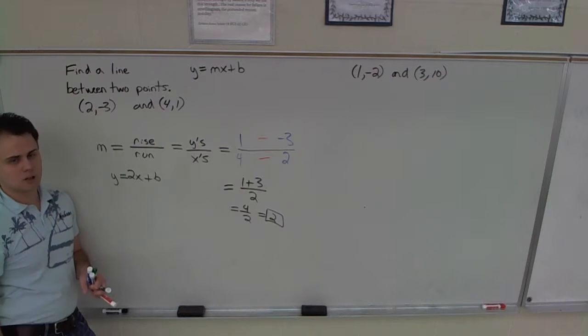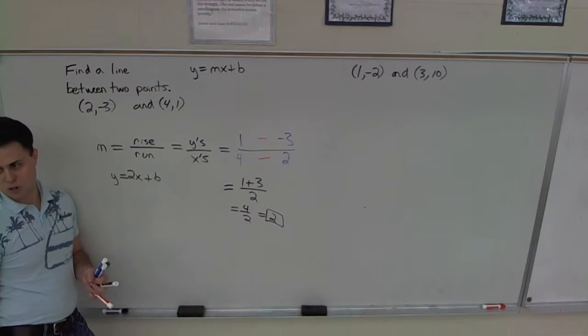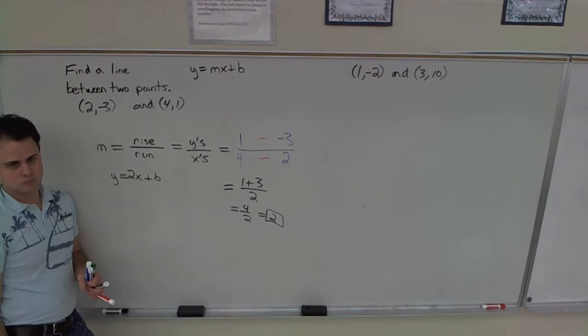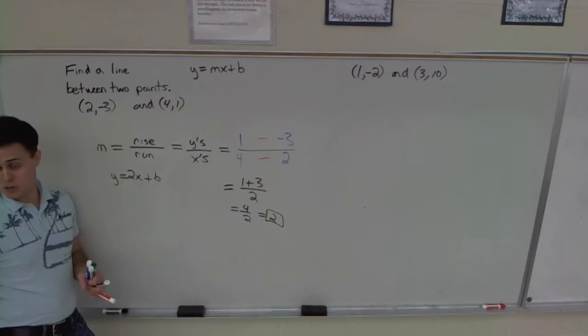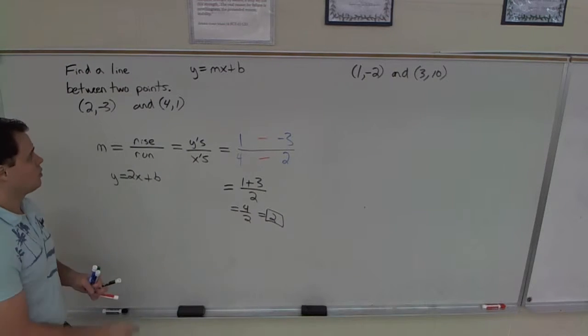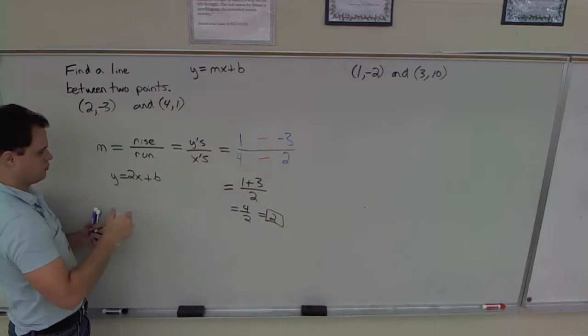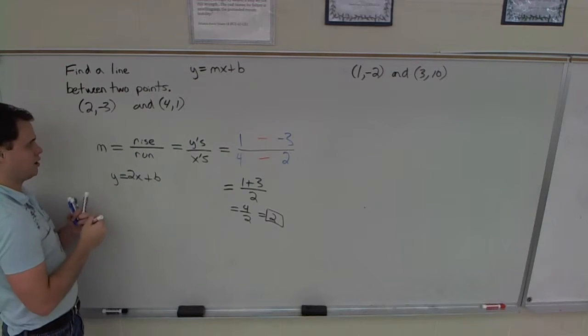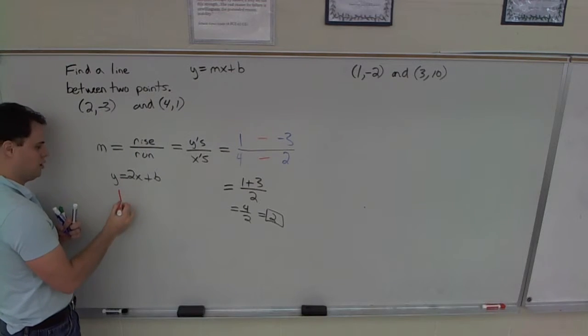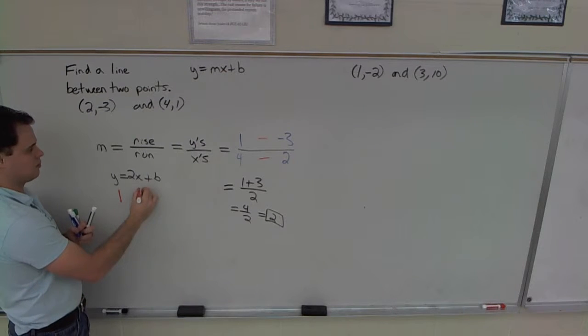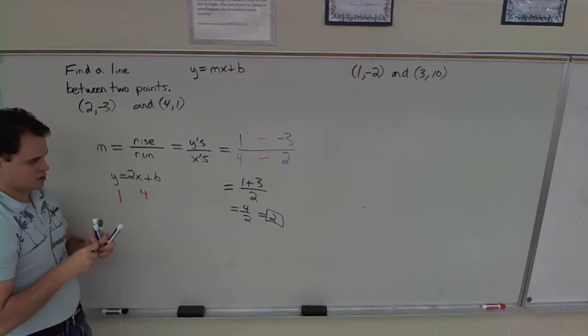So which one do you guys want to pick? Doesn't matter. 4, 1. 4, 1's nice and positive, right? That's pretty easy. So x, y, right? So what goes in for the y? 1. What goes in for the x? 4. Write the rest of the stuff down.